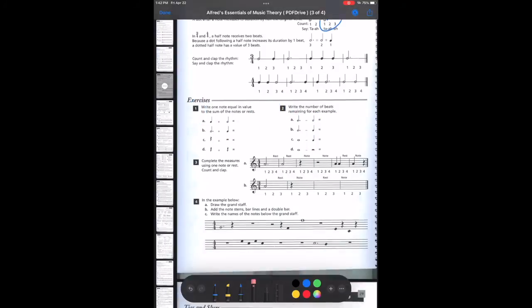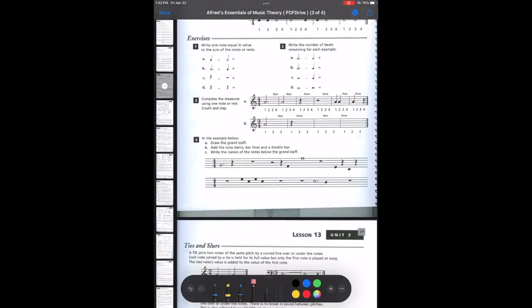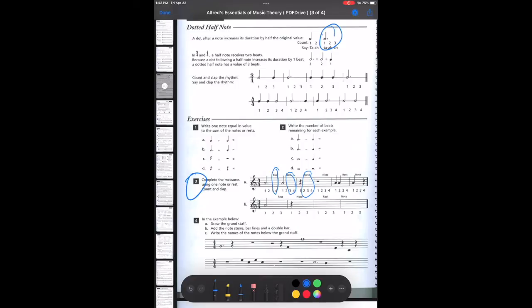Oops, why do I keep doing that? Number 3, complete the measures using one note or rest. So again, it tells you to use a rest or a note for the different things. So you have to look and see, okay, if it says note and the note's supposed to be 3 beats, what note is the 3 beat note? If the note's supposed to be 2 beats, what's the 2 beat note? If the rest is supposed to be 1 beat, what's the 1 beat rest? You might have to look stuff up on the computer if you don't remember, like look it up on Google or go into your memory.